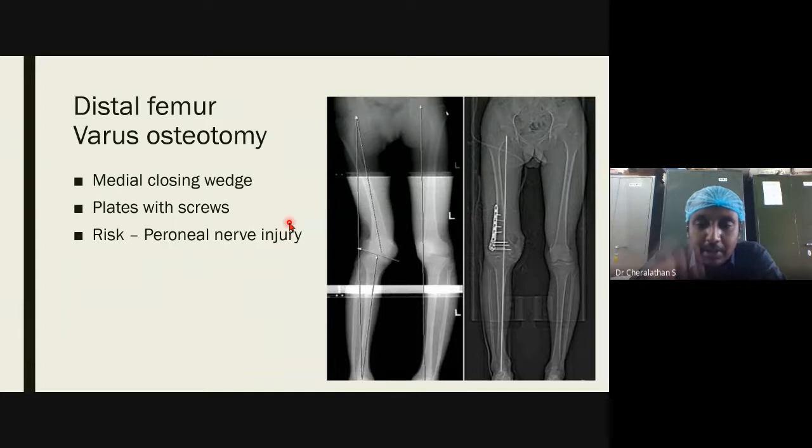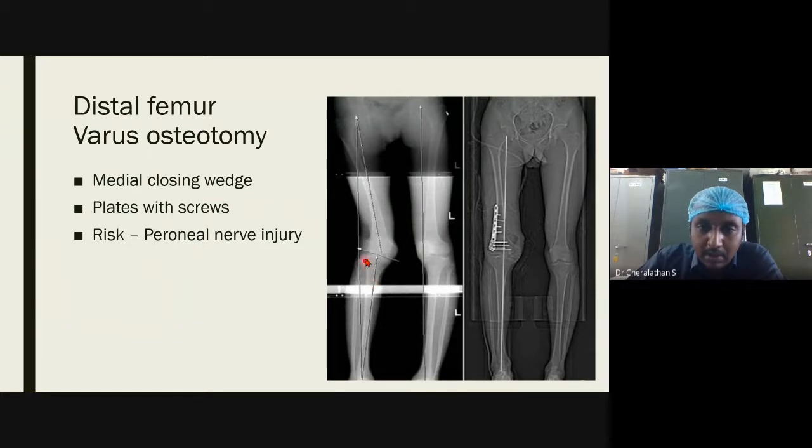Now, usually for a valgus osteotomy, we do the surgery in the distal femur, and for a varus osteotomy, we do it in the proximal tibia, right? Because the distribution of weight usually is more beneficial if we select these two anatomical regions, right? This can be done with plates and screws. The only risk here is peroneal nerve injury, if we do an acute correction.